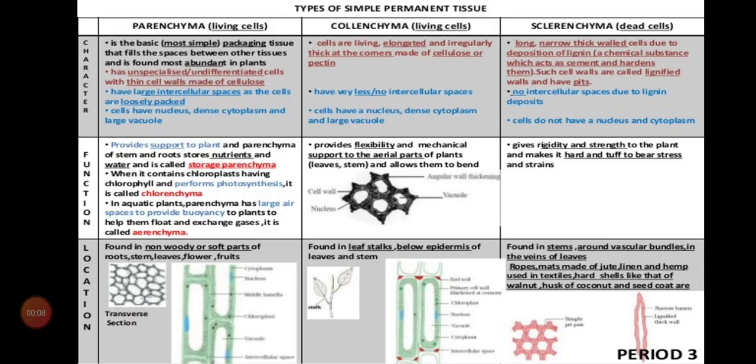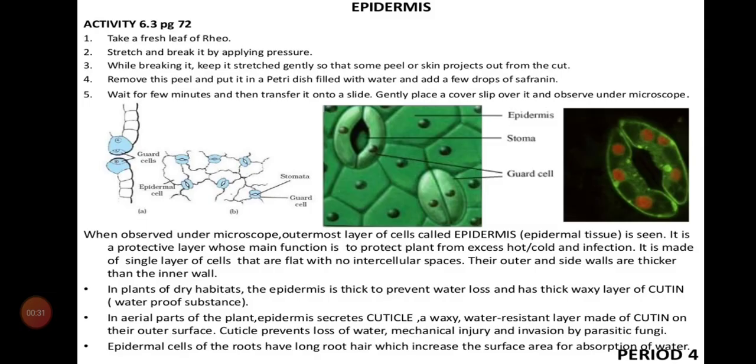Last class we learned about the simple permanent tissues. What are the classifications? Parenchyma, collenchyma, sclerenchyma. Out of these three, which is dead? Sclerenchyma is dead, and the parenchyma and collenchyma both are living. We have learned about the characteristics, function, and location of parenchyma. So now we'll see the epidermis.